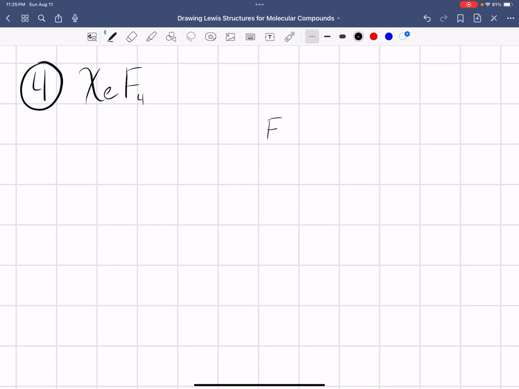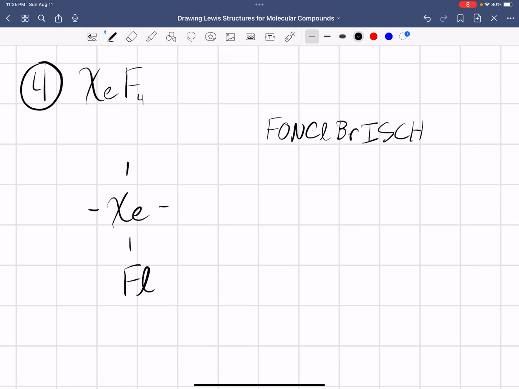central atom. And when we write out that mnemonic, Fonkelbrish, which is the most electronegative atoms on the periodic table, xenon isn't even on the list. It's less electronegative than any of these. So that's what's going to be at the center. So we'll do xenon in the center. And we have 4 fluorine atoms, which will connect to the xenon with single bonds.